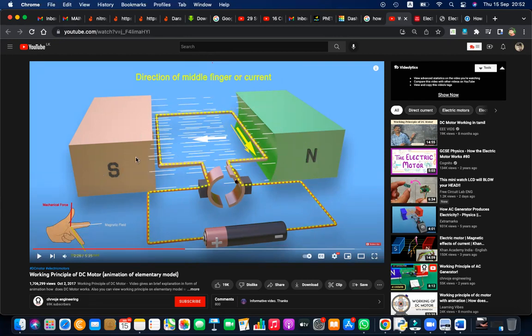So earlier also the magnetic direction is static, because these poles are not going to change, right? The poles will be fixed.